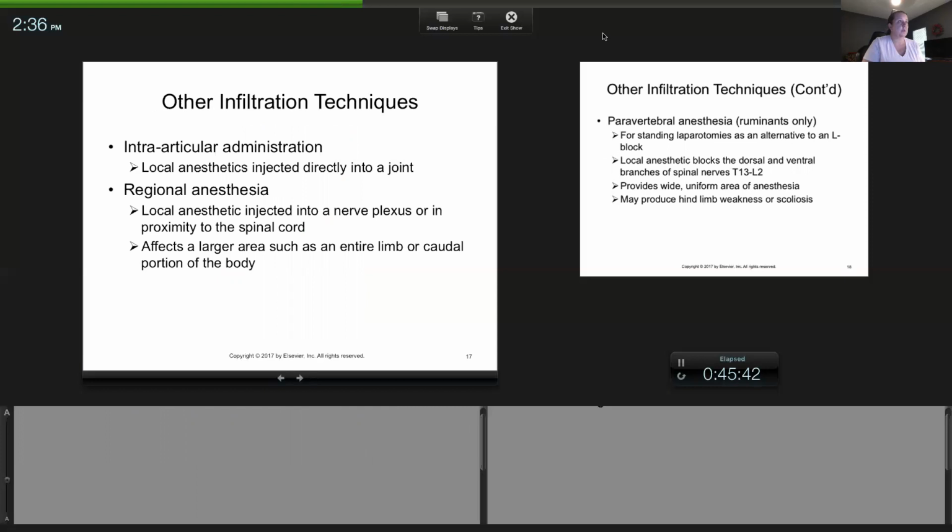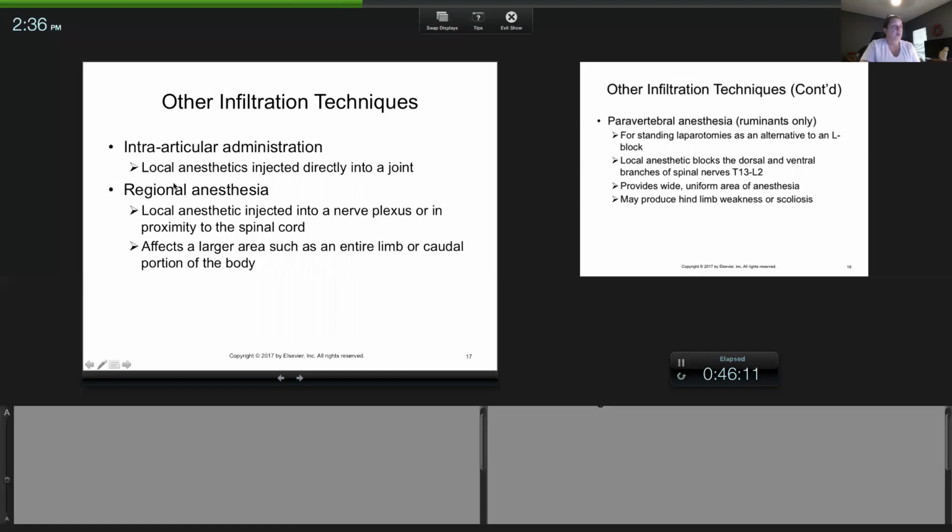We can go something called intra-articular. Remember, articular means joint. So you can actually inject, usually using bupivacaine or mepivacaine because they are preservative-free and they last longer. You can put this in the stifle, or in the shoulder. You can use it in any joint to enhance analgesia, or like in horses for lameness exams.